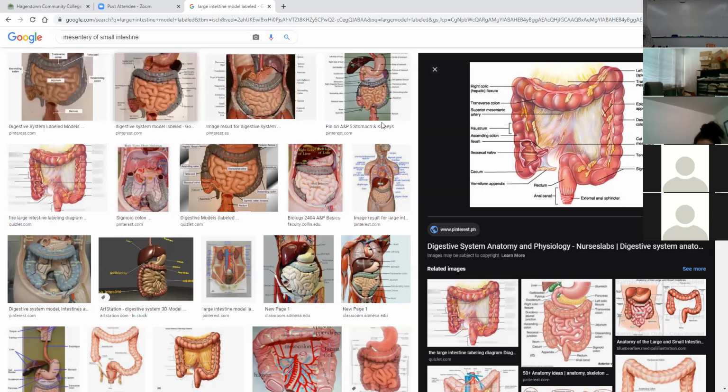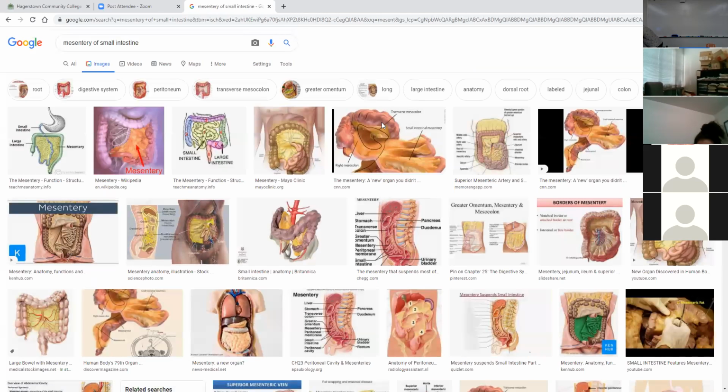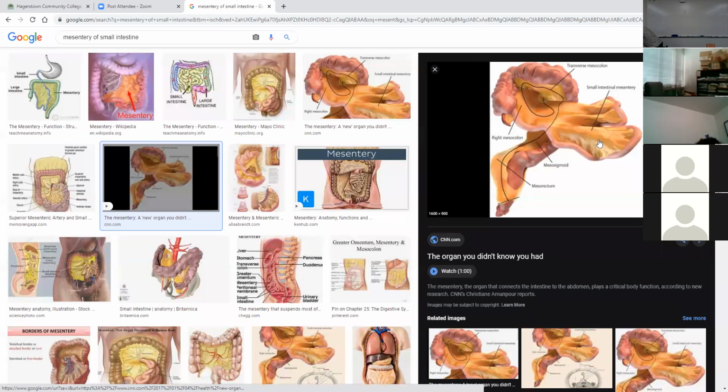Mesentery of small intestine. So here's the terminal ileum, right. Here's the ileum right here, and this is the mesentery. It holds the small intestine. Now here's a strange thing about the term mesentery.